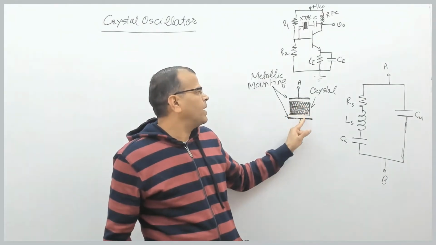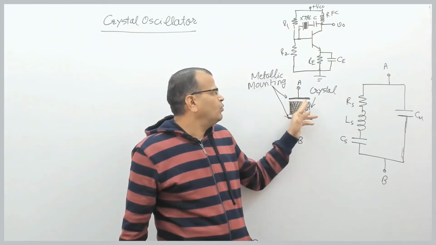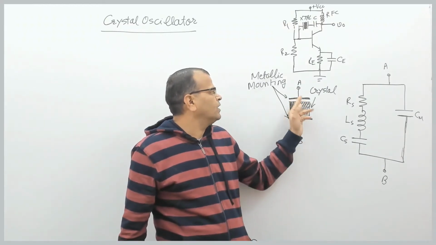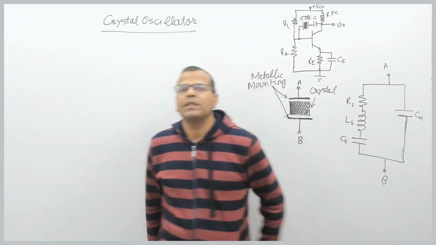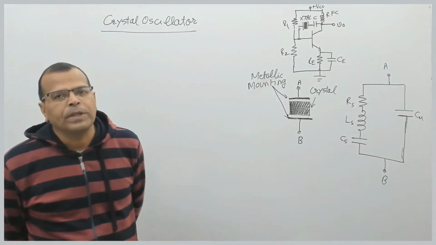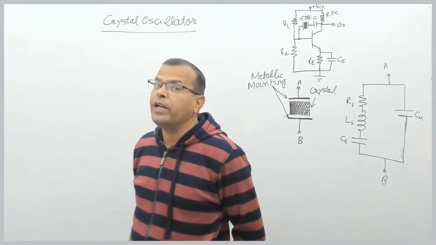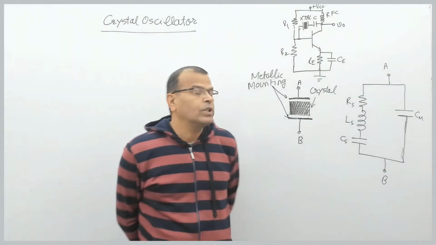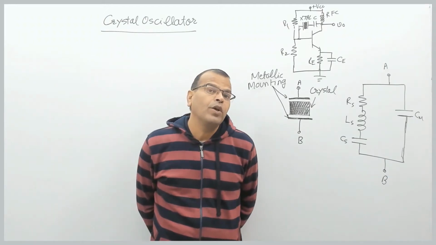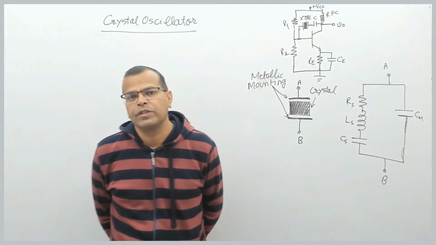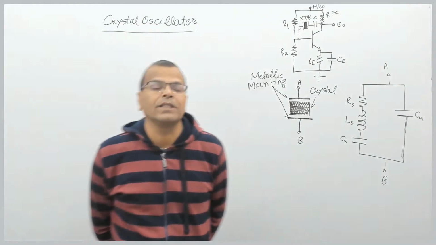We have metallic mountings as well. If there is voltage induced between these two faces, they behave like capacitances. So this capacitance Cm represents the capacitance due to the metallic mounting. Quartz crystal is a very highly stable oscillator, which gives a very fixed frequency of oscillations. It is normally used in megahertz, maybe 10 megahertz, 12 megahertz, 6 megahertz, and so on.